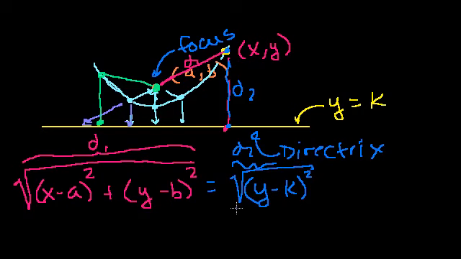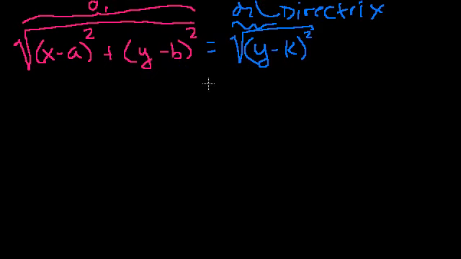So here we set up the equation for all of the x's and y's where the distance to the focus is equal to the distance to the directrix. And let's see if this actually turns out to be a parabola. So the first thing we can do is square both sides and get rid of the radicals.